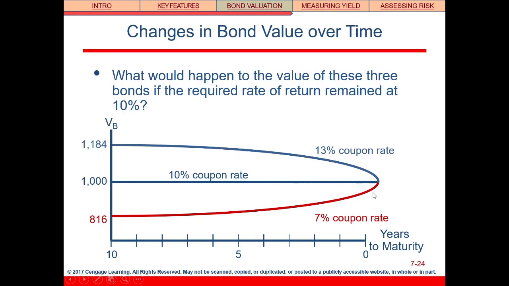Because no matter what, if tomorrow is the maturity date, then you're going to receive the face value the next day, and therefore the value of the bond should all converge to its face value as it approaches its maturity date, right? So that's the logic behind this graph, and this graph is also important. I'll highlight it later.